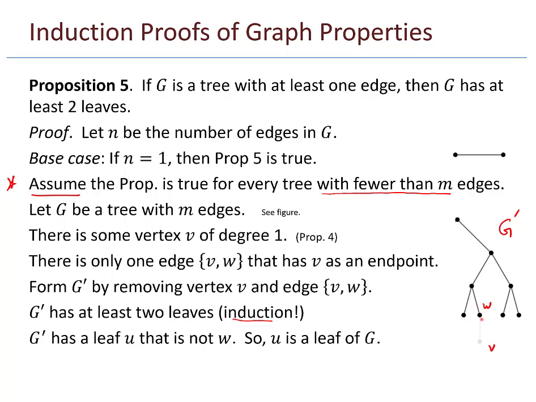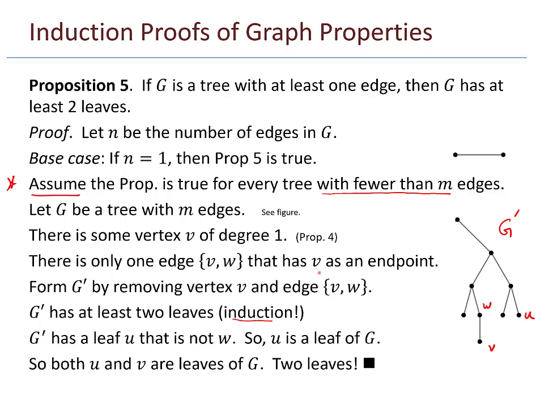Now, in this particular example, w is a leaf of G', but in general, I don't really know that w will be a leaf. But since G' has at least 2 leaves, I'm guaranteed the existence of a leaf that is not w. So let's just find something else. We'll call this u here on the far right. So u is unaffected by the existence or non-existence of that edge that I took away. u is a leaf of the original graph G. So both u and v are leaves of the original graph G. Look at that, 2 leaves, and we're done.